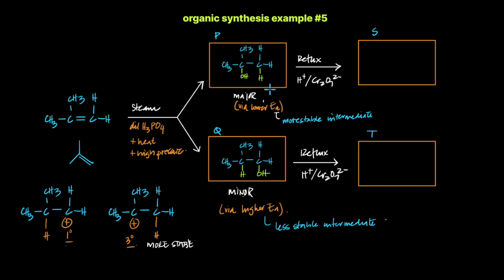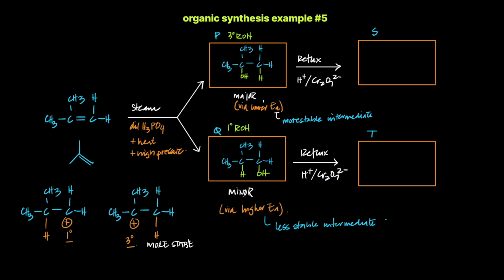Now for both of these, I heat them under reflux with dichromate. What are the two products formed? S and T. Can you think of them? The only thing that matters is what the functional groups are on P and Q. P is a tertiary alcohol, Q is a primary alcohol. So what will these two make? If it was acidified dichromate and heat and distill off the product, the primary would have made an aldehyde, but this is heating under reflux, so it goes to complete oxidation.